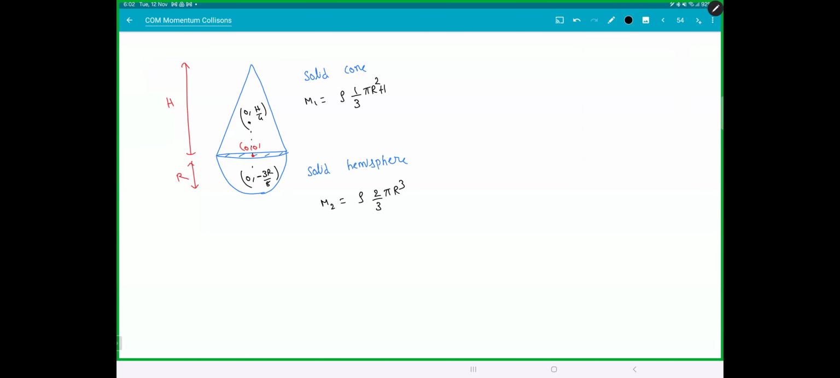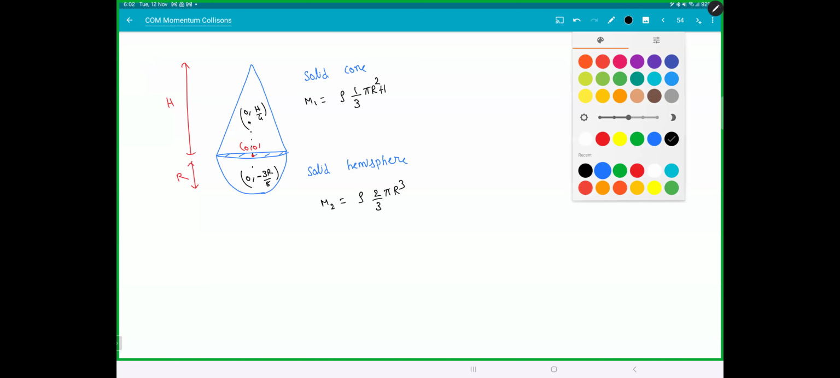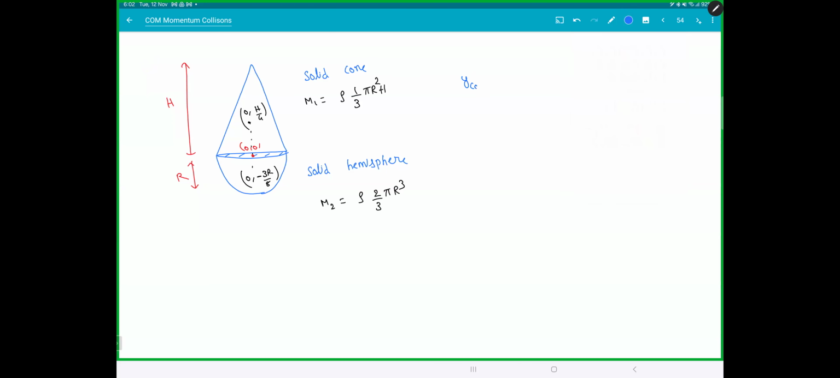You got an extra 3 in the numerator. So the y center of mass will be m1, which is rho 1 by 3 pi r square h into h by 4, so m1 y1, plus m2, rho 2 by 3 pi r cube into y2, minus 3r by 8, by m1 plus m2.